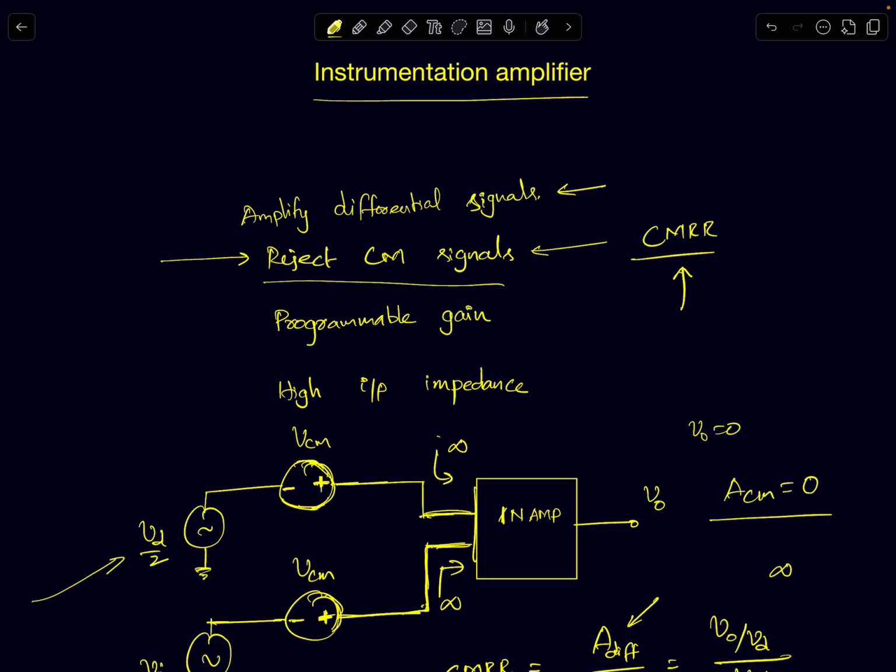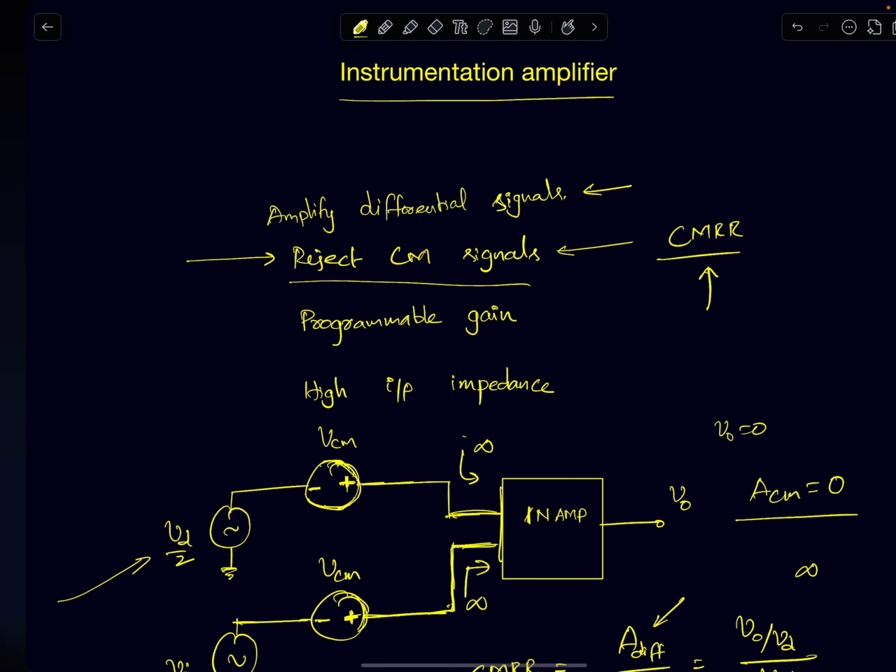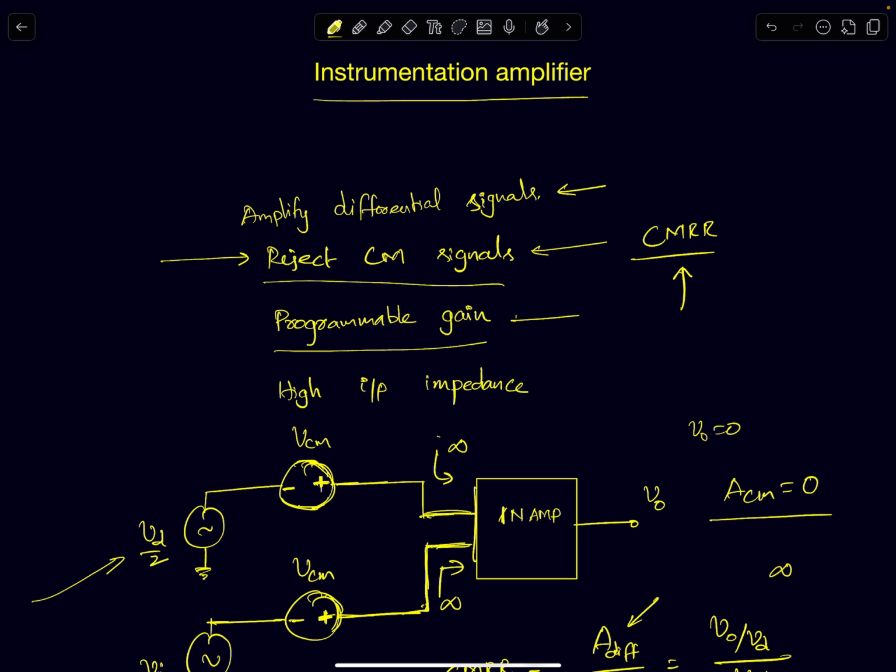Okay, so it will be able to amplify signals but reject the common mode components. Like any amplifier, you would prefer to have programmability in the gain. Okay, you would like to vary the gain of an amplifier. So how do you do that?